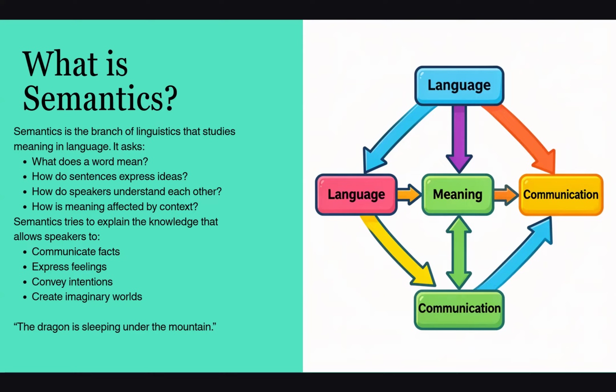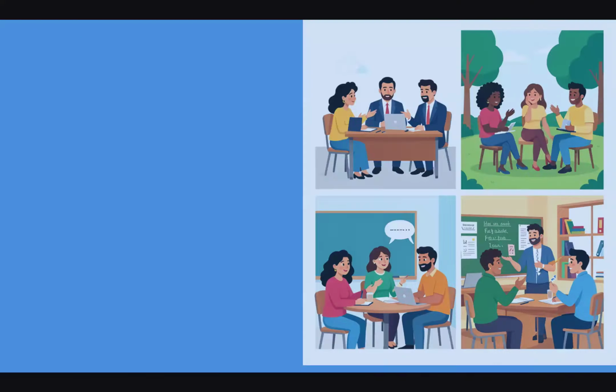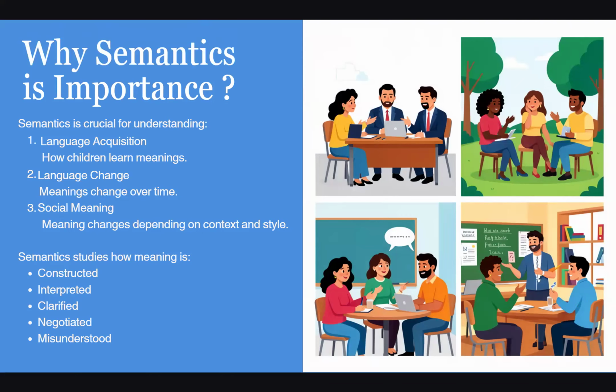For example, in the sentence, the dragon is sleeping under the mountain. Even if dragons do not exist, we understand the meaning because semantics explains how words combine to form meaningful representations. Okay, and why semantics is important.